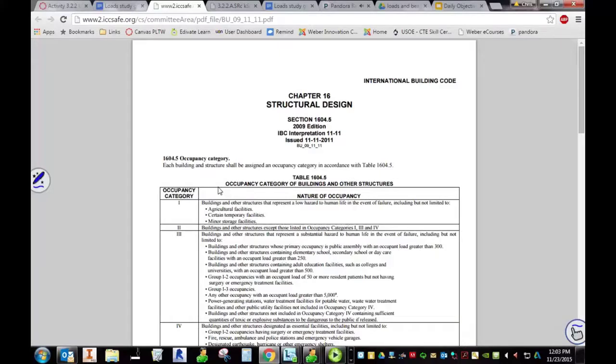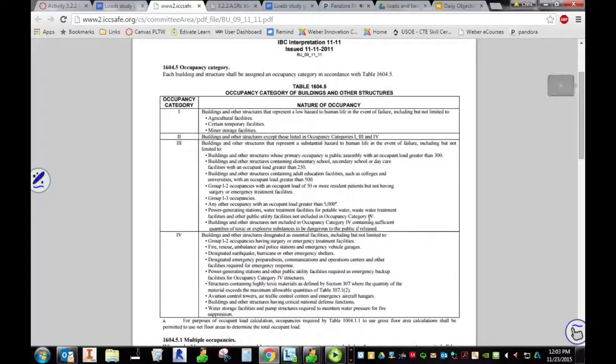Our commercial building, our Weber State Athletic Center, let's try and figure out what class, what type of building that's going to be. So 1, it says buildings and other structures that represent low hazard to human life in the event of a failure, including but not limited to agriculture, certain temporary facilities, minor storage facilities. Let's look at 2. Buildings and other structures except those listed in 1, 3, and 4. Okay. You guys scan through 3, and I'll do the same. Anything that's jumping out? Go ahead and read class 4.